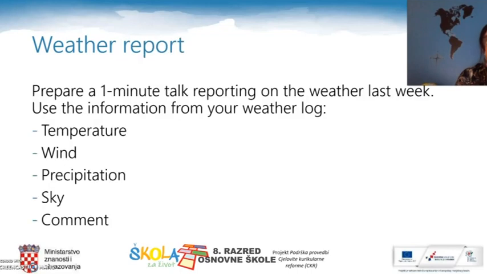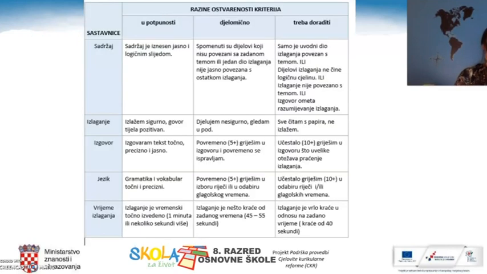After you have finished your log, you will prepare a 1-minute talk. In this talk, you will report on the weather previous week. You will again use all the information from your weather blog. The temperature, about the wind, about the precipitation, about the sky, and you can also add your comment, just like in the video. To help you do this presentation and to help you prepare the report, here is a rubric that might help you.